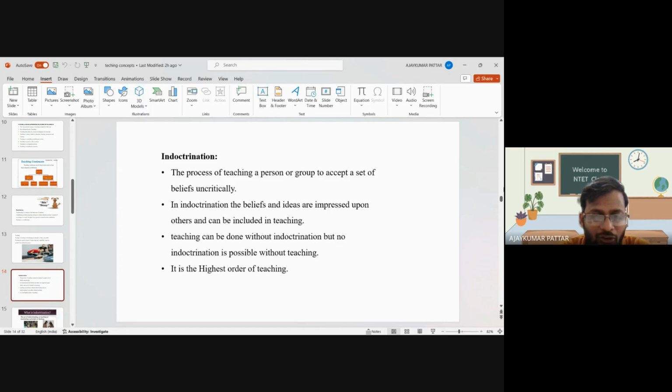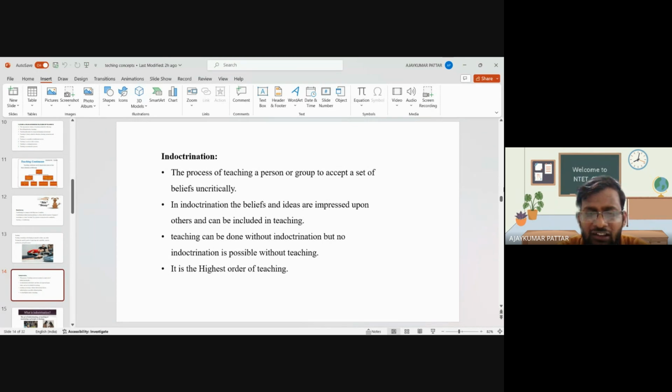मैं क्या टीच करता हूँ, मैं क्या बोलता हूँ, आप क्रिटिकल थिंक भी कर सकते, नहीं भी कर सकते. It is up to the learner, up to the participants, it is subjective. But indoctrination is not possible without teaching. Teaching होना ही चाहिए. The spiritual gurus, what they will teach about morality, about spirituality, they will teach. Indoctrination is not possible without teaching, but teaching can be done without indoctrination.